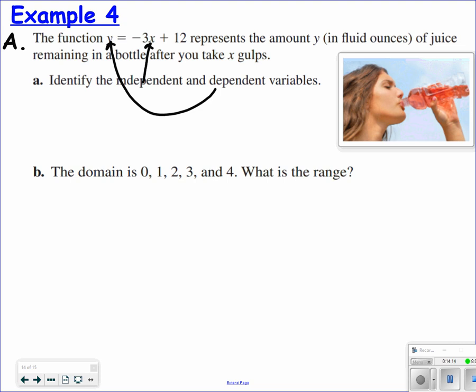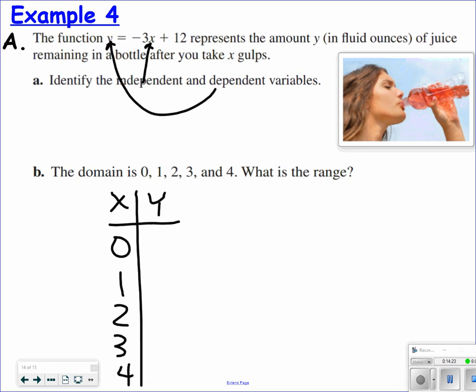With that being said, they're giving me a domain, and this is discrete, by the way. So no gulps, 1 gulp, 2 gulps, 3 gulps, 4 gulps. So I'm going to plug 0 in for x. So -3 times 0 plus 12. So -3 times 0 plus 12 would be 12.